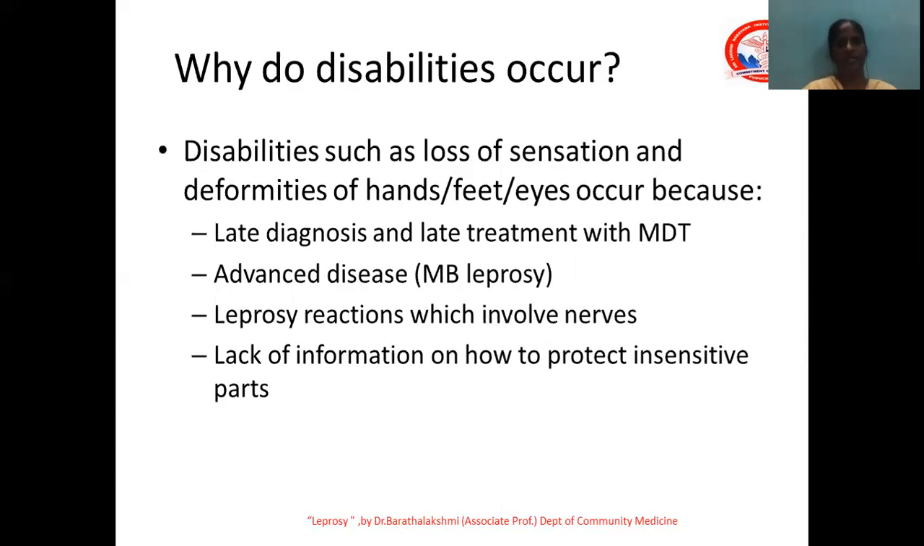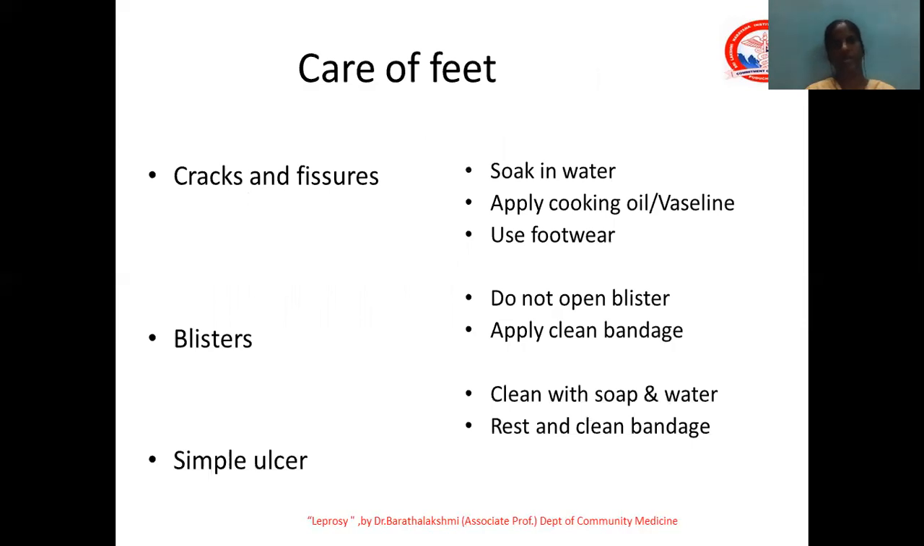So disability can occur when the disease is diagnosed late, when the disease is already advanced, and with lepra reactions involving nerves. In all these situations, the patient is going to be left with a disability. So how do we take care, and where can we expect the disability? Hands, feet, and eyes. How to take care of the feet, how to take care of the hands, and how to take care of the eyes.